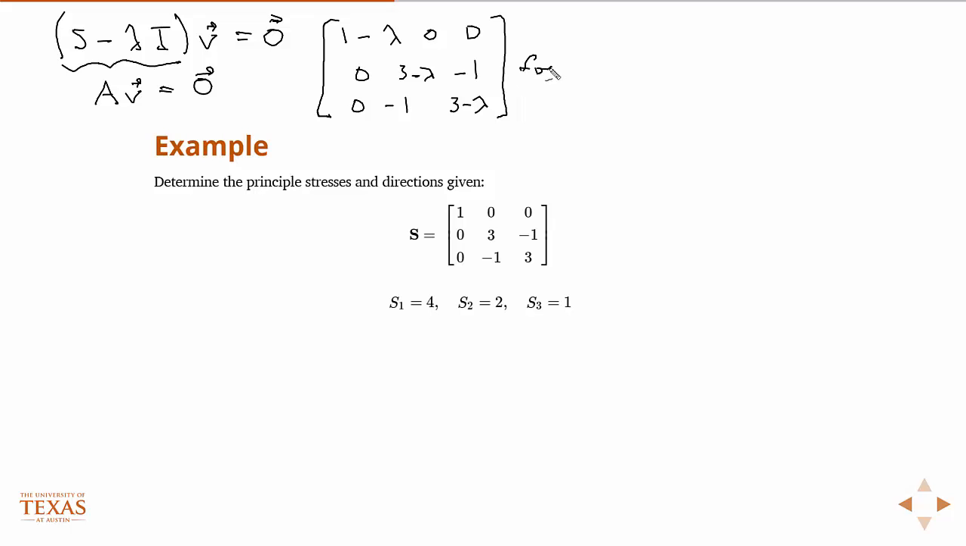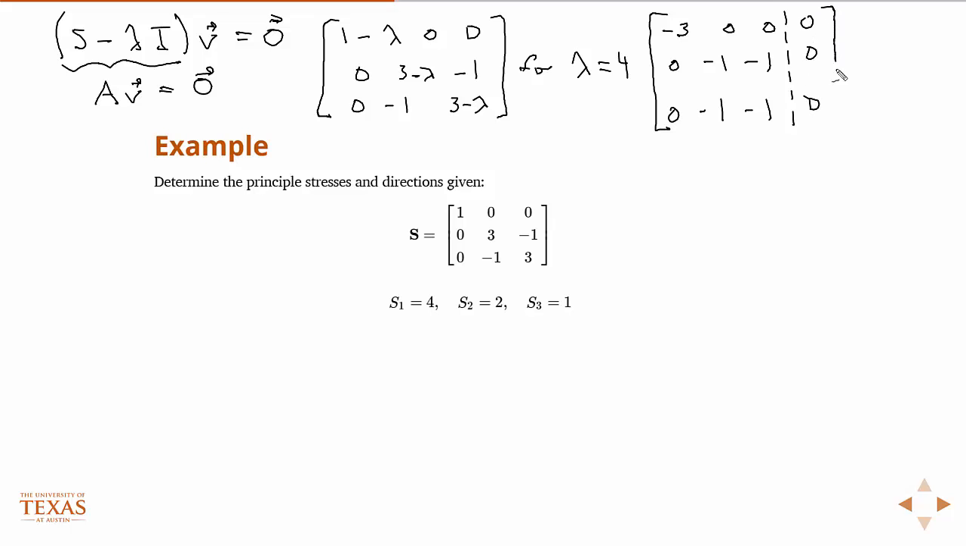Okay, so for lambda equal to 4, then we have this problem. Minus 3, 0, 0, 0, minus 1, minus 1, 0, minus 1, minus 1. Now, I put the zeros over there just to be consistent with what we did before. But you don't have to, because when we start doing row operations, we're multiplying rows by some value and adding them to one another. There's always going to be nothing but zeros on the end, so I can just drop them.